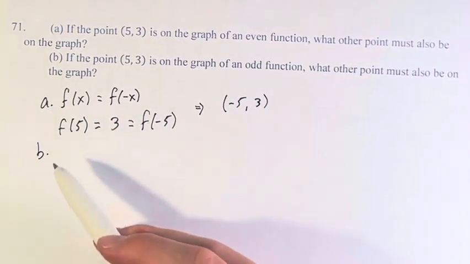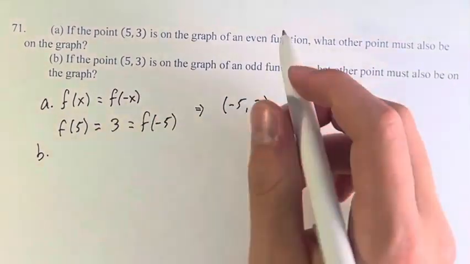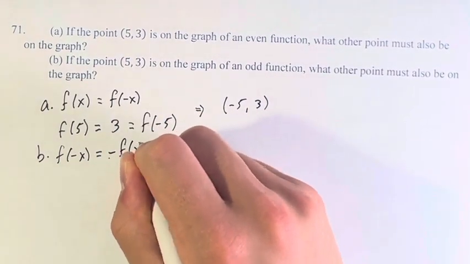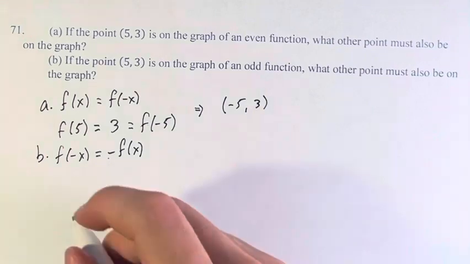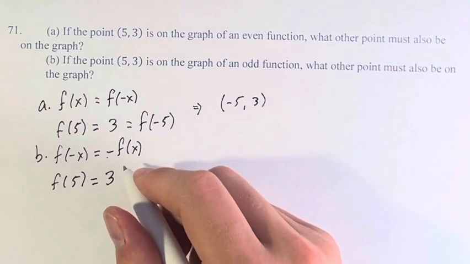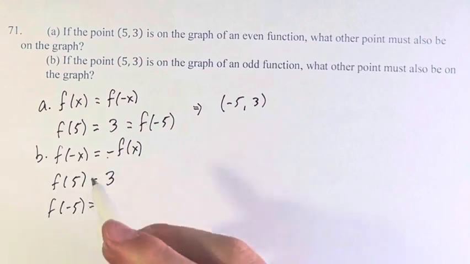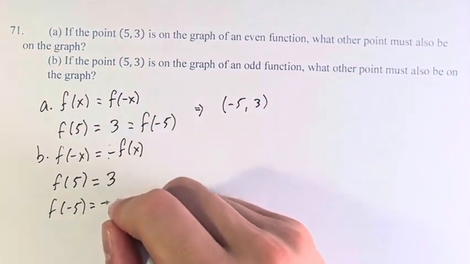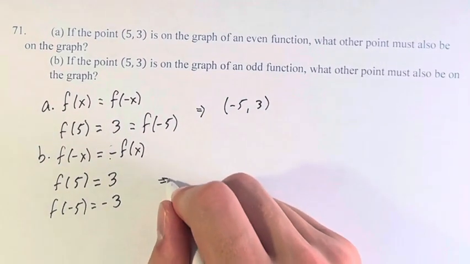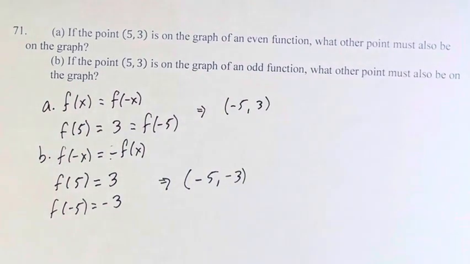B: if the point (5, 3) is on the graph of an odd function, what other point must be on the graph? For an odd function, f of negative x is equal to negative f of x. Therefore, if f of 5 equals 3, f of negative 5 is not equal to 3, it's equal to negative 3, the negative of f of x. Therefore, the point (-5, -3) is also on the graph.